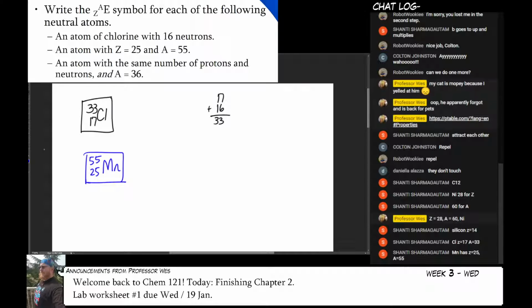The third one's a little bit of a math problem. What number plus itself equals 36 if I have the same number of protons and neutrons? Well, you could write this like this, and solve for x. There's algebra in everything, isn't there? It's all over the place. So if I had 18 protons and 18 neutrons, my mass number would be 36. So that must be this atom.